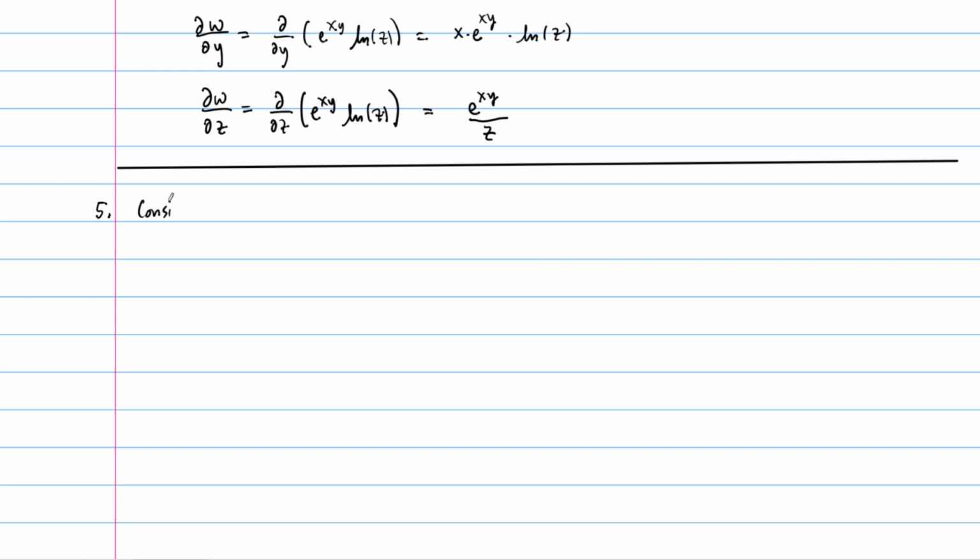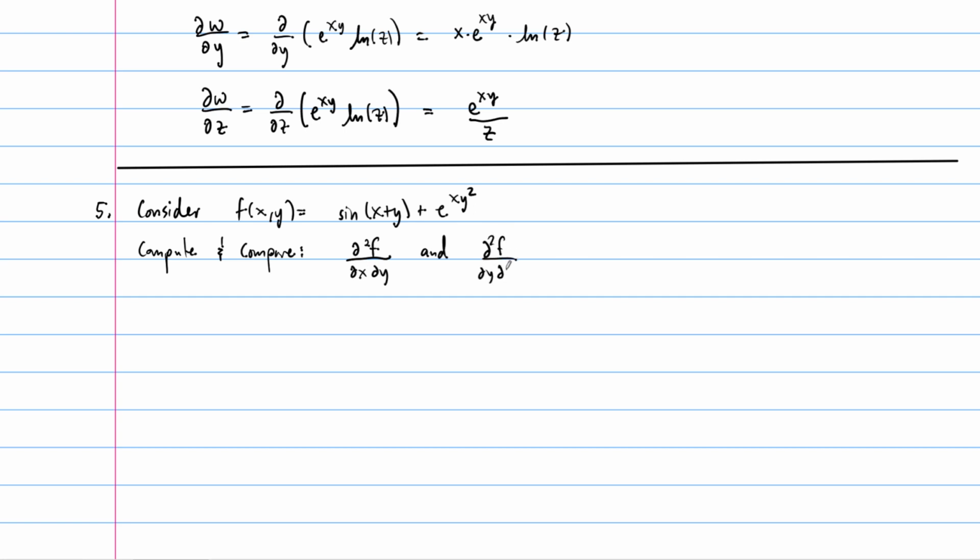So let's consider this function, f of xy equal to, let's say, sine of x plus y plus e to the xy squared. What I would like to do for this one is compute and compare the two mixed second partial derivatives. So that's going to be d squared f dx dy. This one, remember, means y first, then x. And this one, d squared f dy dx, means x first and then y, right? As far as the partial derivatives go. So let's compute these and see what happens.